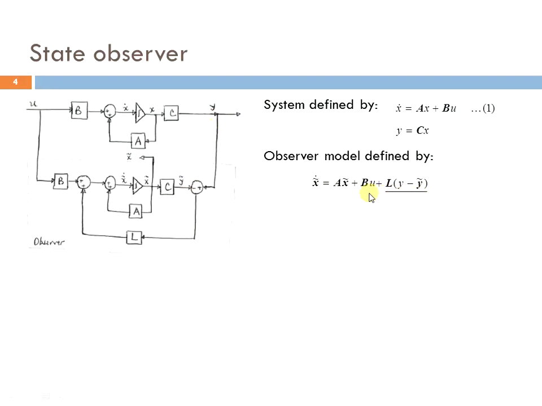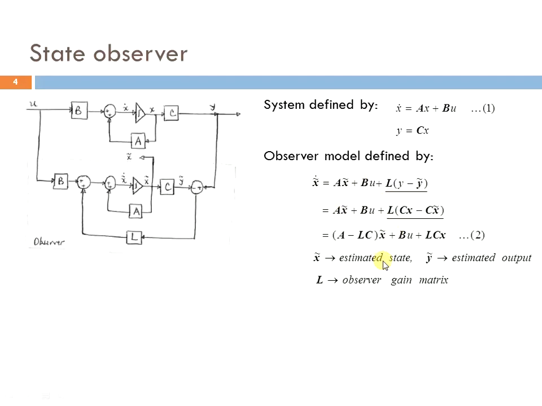So we have this additional term in our observer model, and this basically allows us to take into account the estimation error. If we further expand on that, we end up with the expression according to equation 2 as a representative of our observer model.